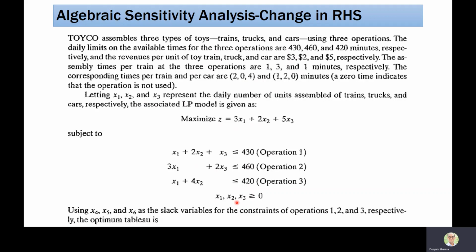Now you know that since this particular problem is a 3 variable problem, we have to solve it using the simplex method. In order to solve using the simplex method, we have to convert these constraints into equation form. So how can we convert? We are going to add a slack variable for operation 1, a slack variable in operation 2, and a slack variable in operation 3. These slack variables are x4, x5, and x6 for operations 1, 2, and 3 respectively.